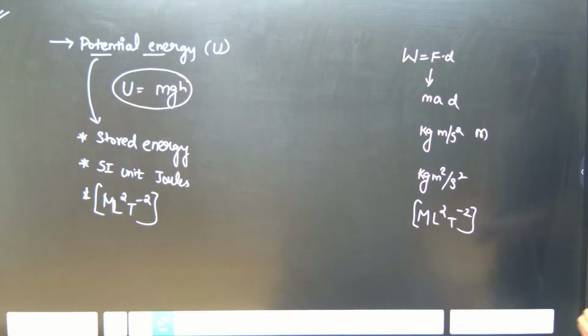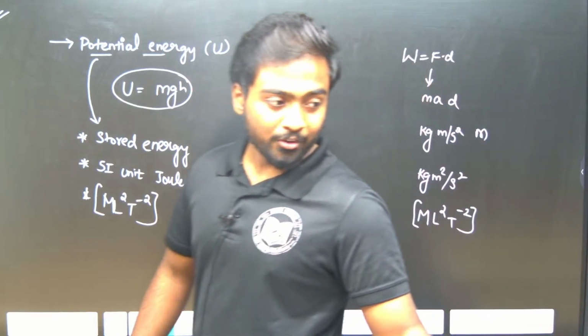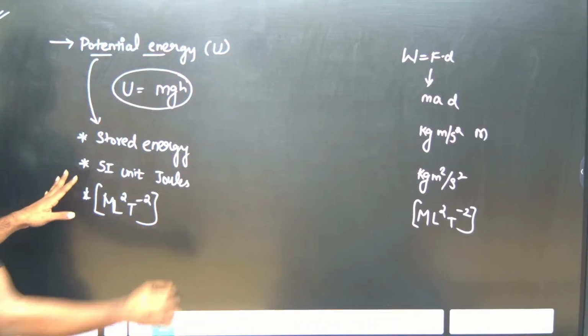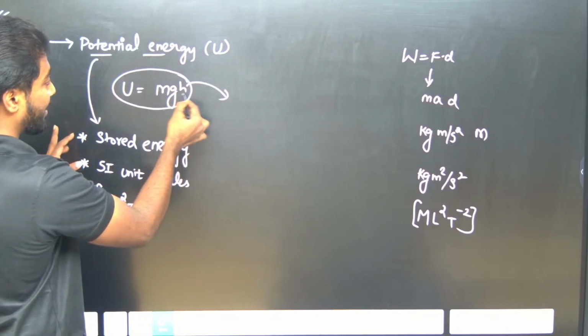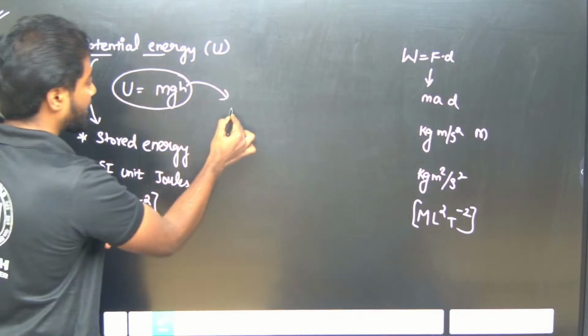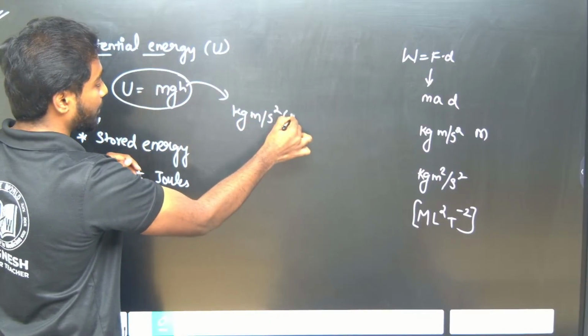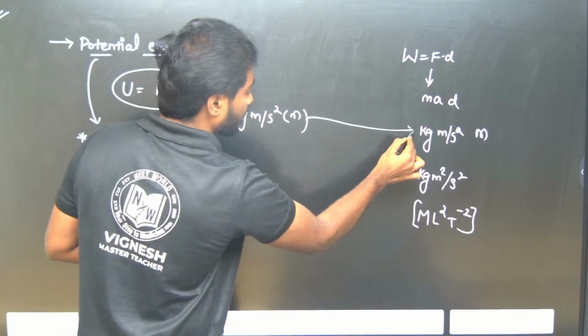Is your doubt clarified? Okay, fine. Same, no issues. You can take this as mass, gravity and height. What is mass? Kg. Gravity is meter per second square and height is again meter. So we are getting the same.